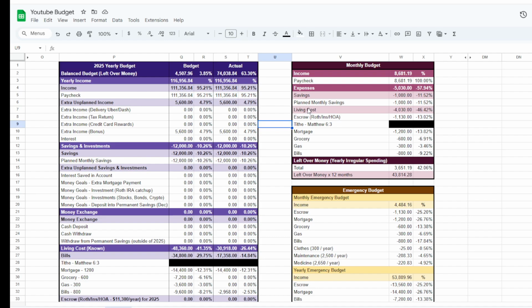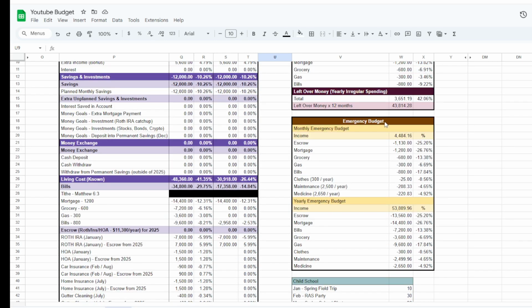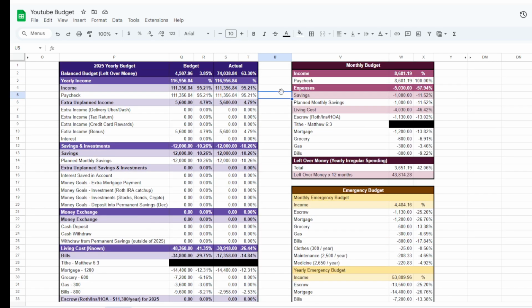So overall, in purple, this is my yearly budget. To the right, I have an overall monthly budget. And in the bottom, I created an emergency budget just to see how much I need to survive in case I ever lost my job. So I'll start off here in the yearly budget category.